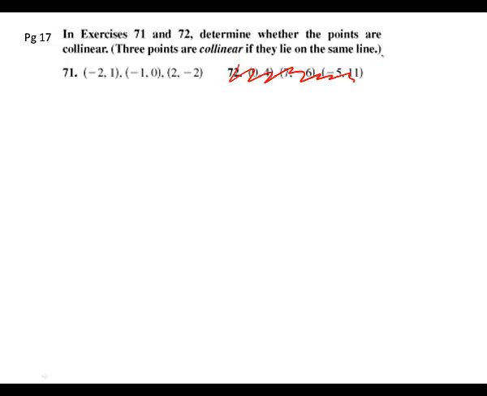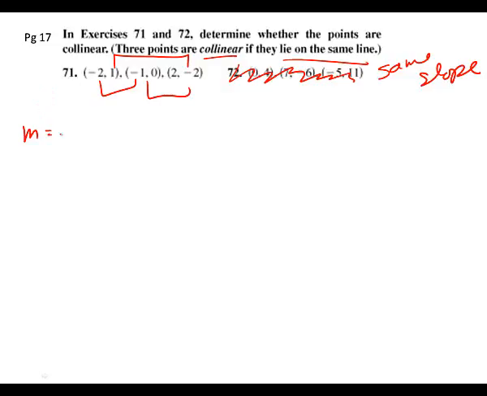It tells you right here that they are on the same line. To be on the same line, they have to have the same what? So what we're calculating is the same slope. I need to test all 3 pairs to make sure the slope is the same. As soon as 2 slopes aren't the same, they are not collinear. So I'm going to test this first slope: 0 minus 1 over negative 1 minus negative 2.